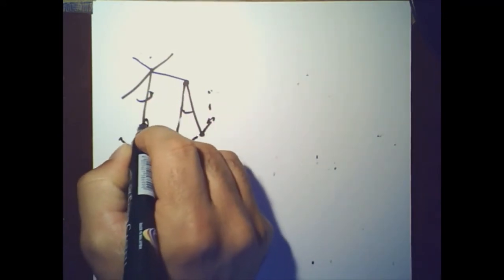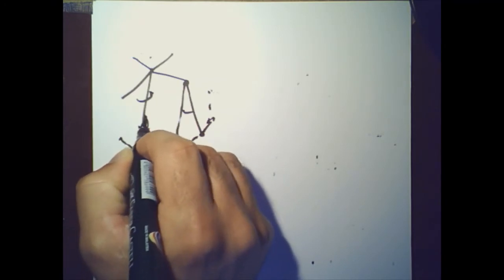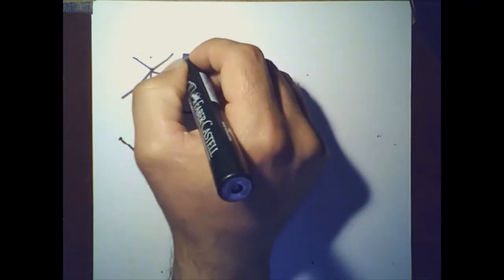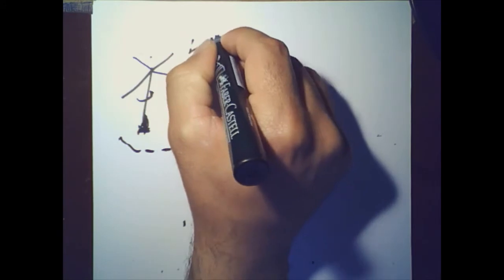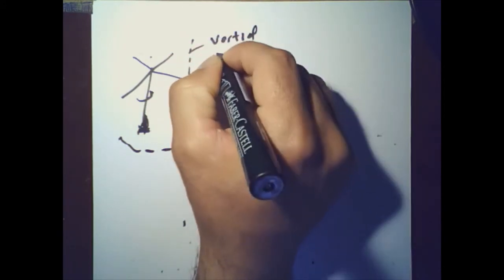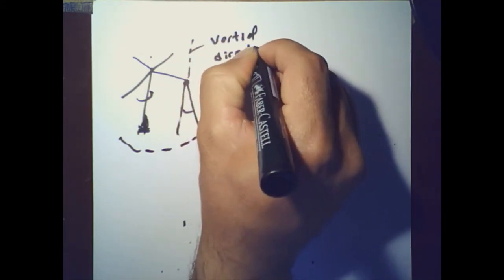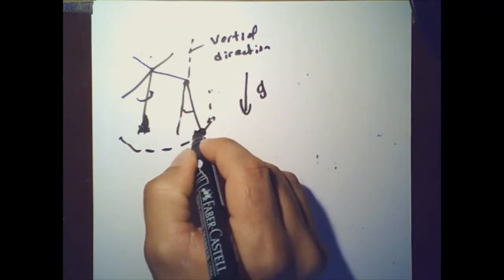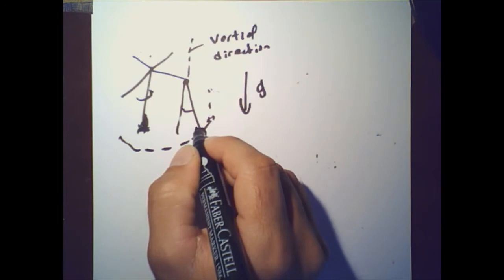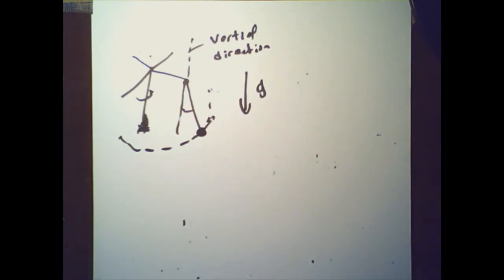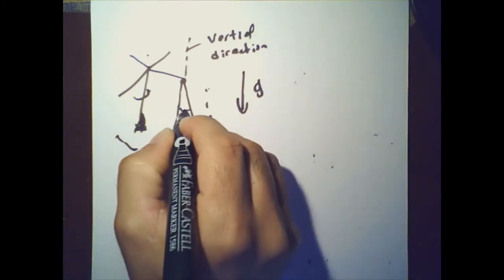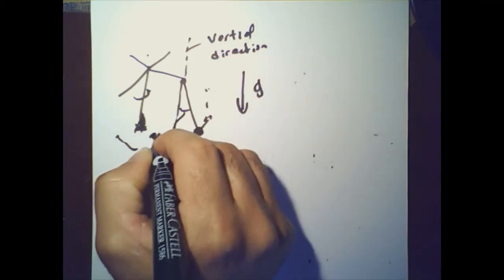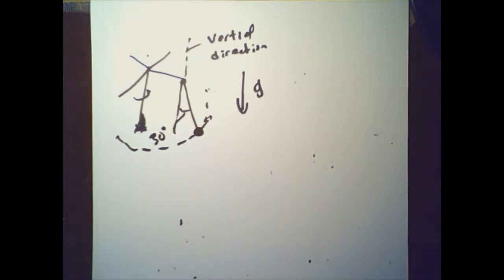This is fixed over here. It's rotating like that, and this is your vertical line. Essentially, that means g is downward. And this is the passenger, and we would like to find the constant velocity so that the supporting cables make an angle of 30 degrees. All right, so how would you do this?